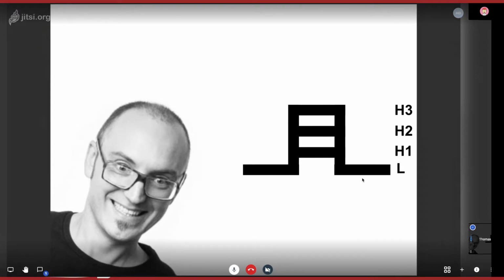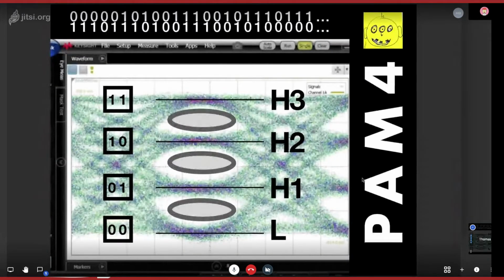It will look like this monster here with 3 eyes. This monster is called pulse amplitude modulation, or 4-level pulse amplitude modulation. Also, Yisheng Wu, the previous talker, mentioned it in the 5G talk. So what is so special about PAM4?